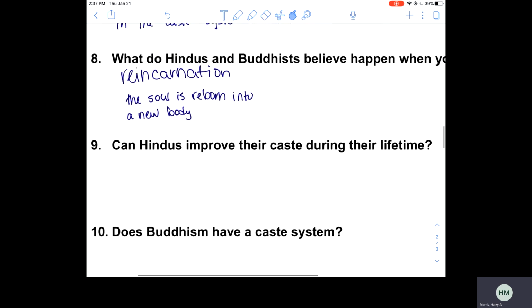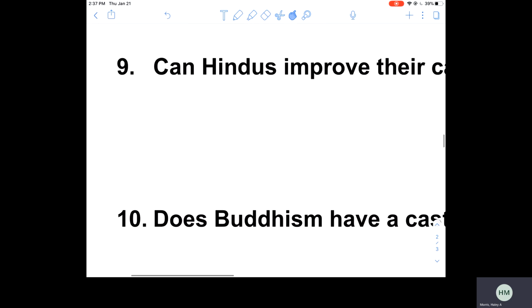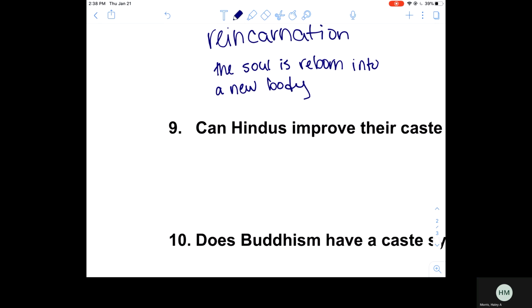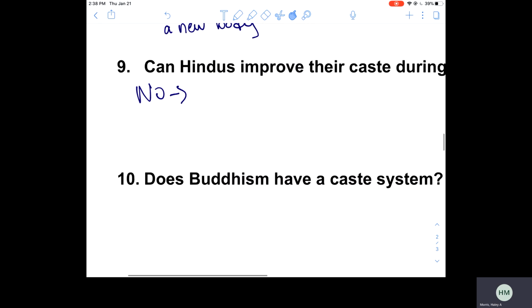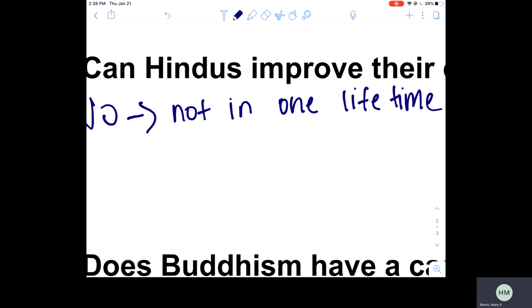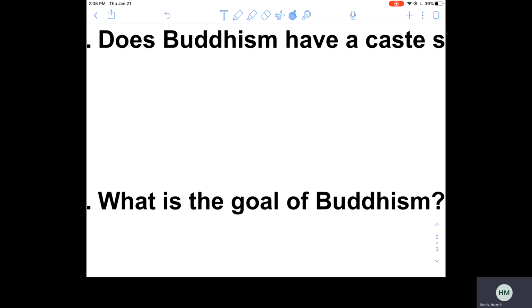Can Hindus improve their caste during their lifetime? We kind of answered this earlier, and the answer is no. They stay in the same caste no matter what during a single lifetime. Not in one lifetime. They can after they've been reincarnated. Does Buddhism have a caste system? Again, that's how the Dharma is different, right? Buddhists do not believe in a caste system.